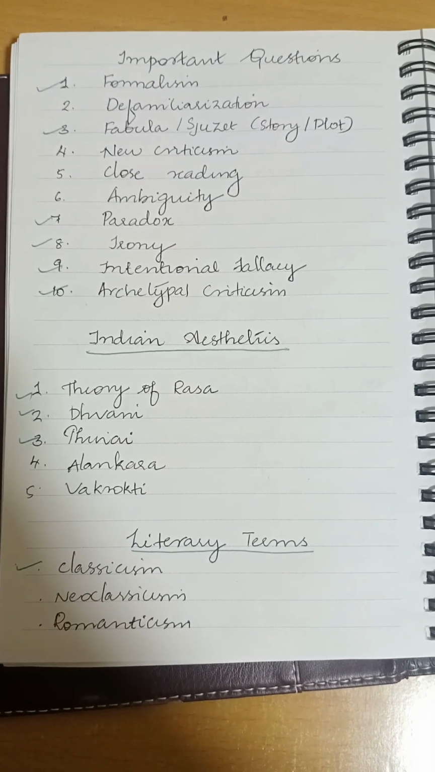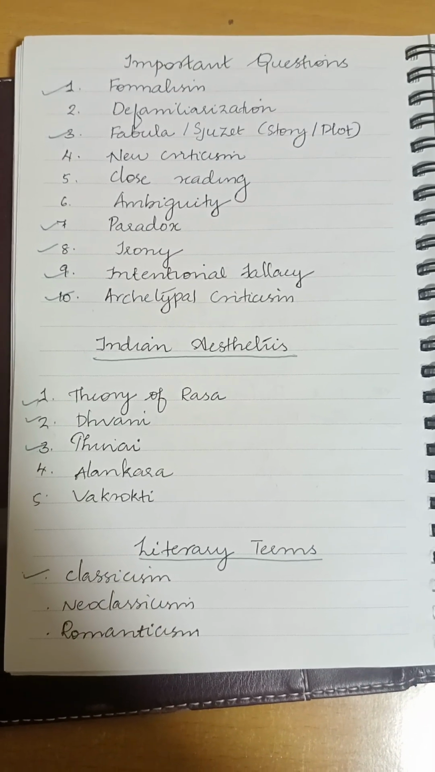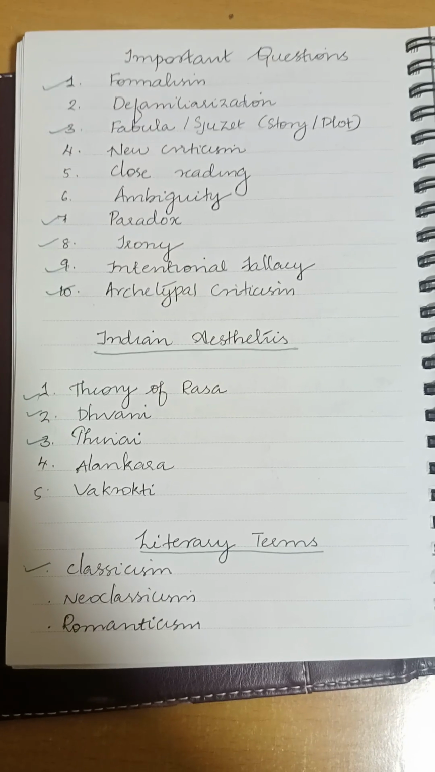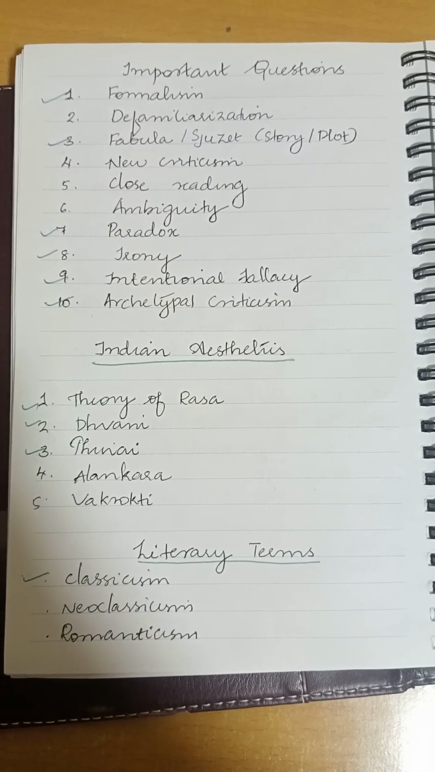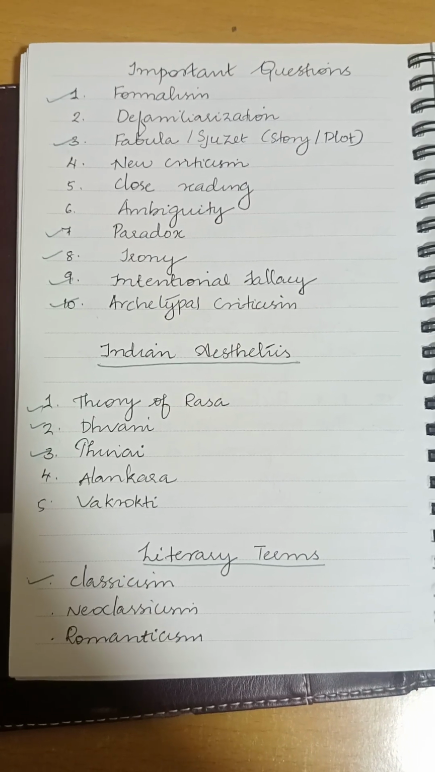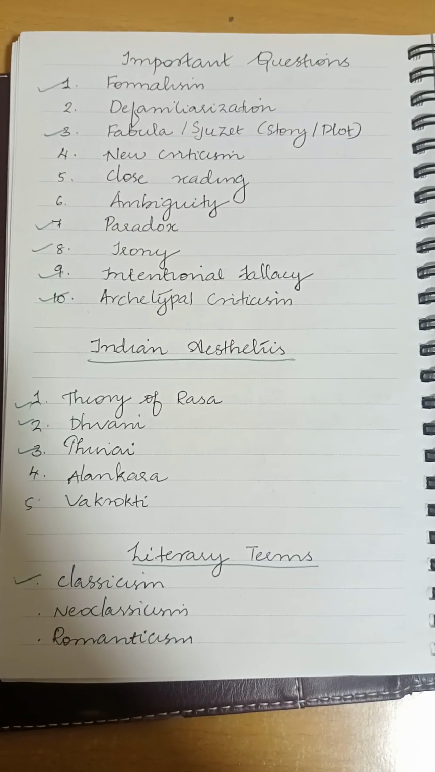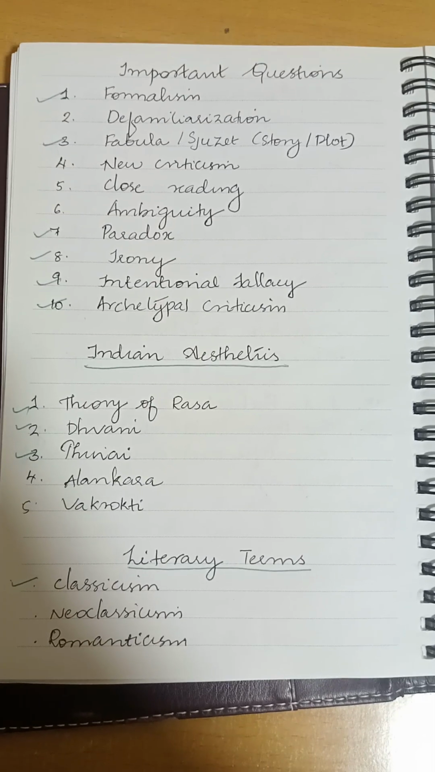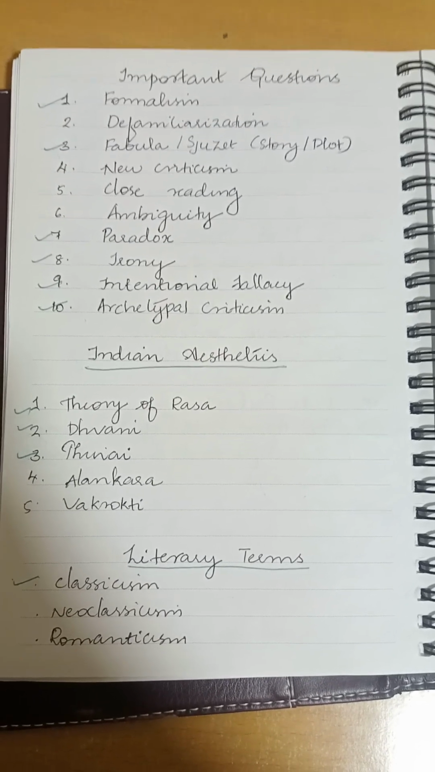Coming to Indian aesthetics, we can expect theory of rasa, dhwani, types of dhwani, alankara and vakrokti. And in the last part, we have some literary terms like classicism, neoclassicism, romanticism, humanism, realism, naturalism and symbolism. Humanism, realism and sometimes classicism are asked. So you have to just look into these literary terms.